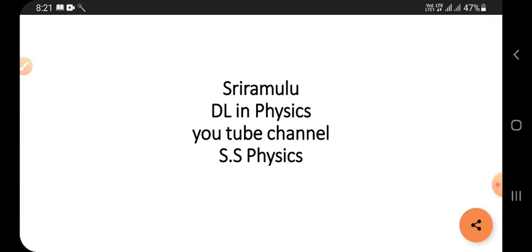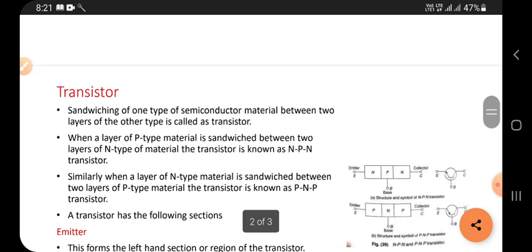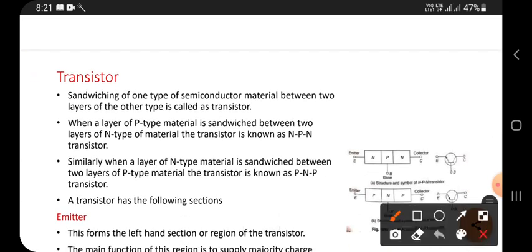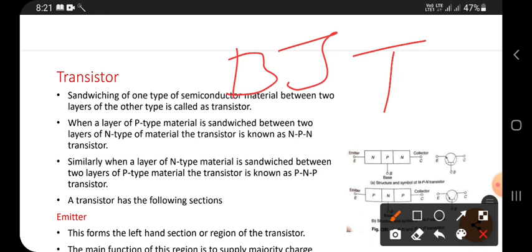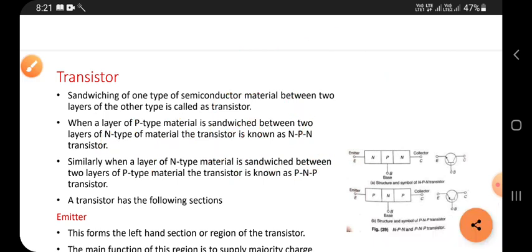So today's topic is the basics of BJT, bipolar junction transistor, right? These are the basics and certain definitions of BJT, bipolar junction transistor. So by BJT we mean bipolar junction transistor.